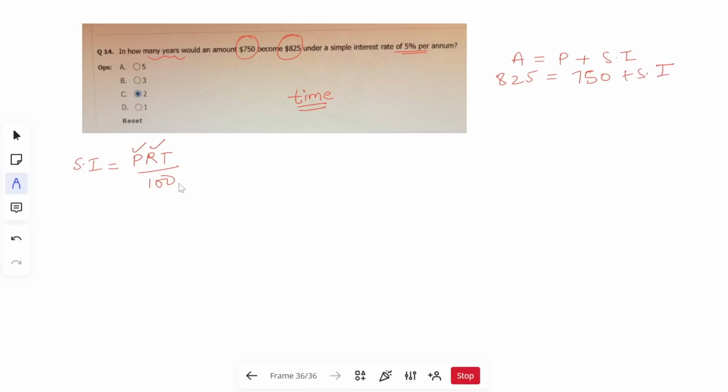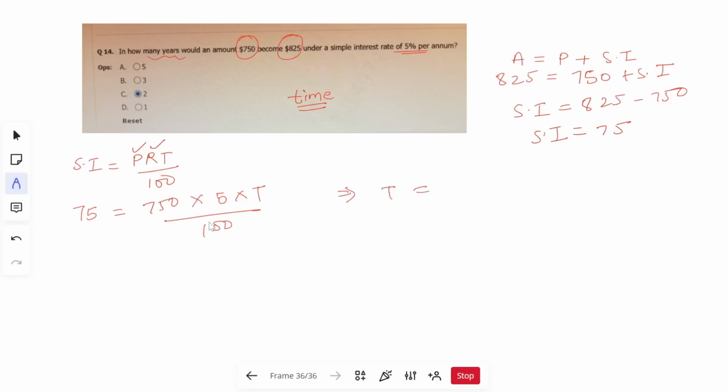Now let's try to find out what we will get. So see, simple interest we will try to find from here. Simple interest will be 825 minus 750, which is going to be 75. So from here we got the value of simple interest. Now we will put this value of simple interest here and we will try to find the value of time. So the principal amount is again 750, and then we have rate as 5% per annum, and we have time that we need to find out, divided by 100.